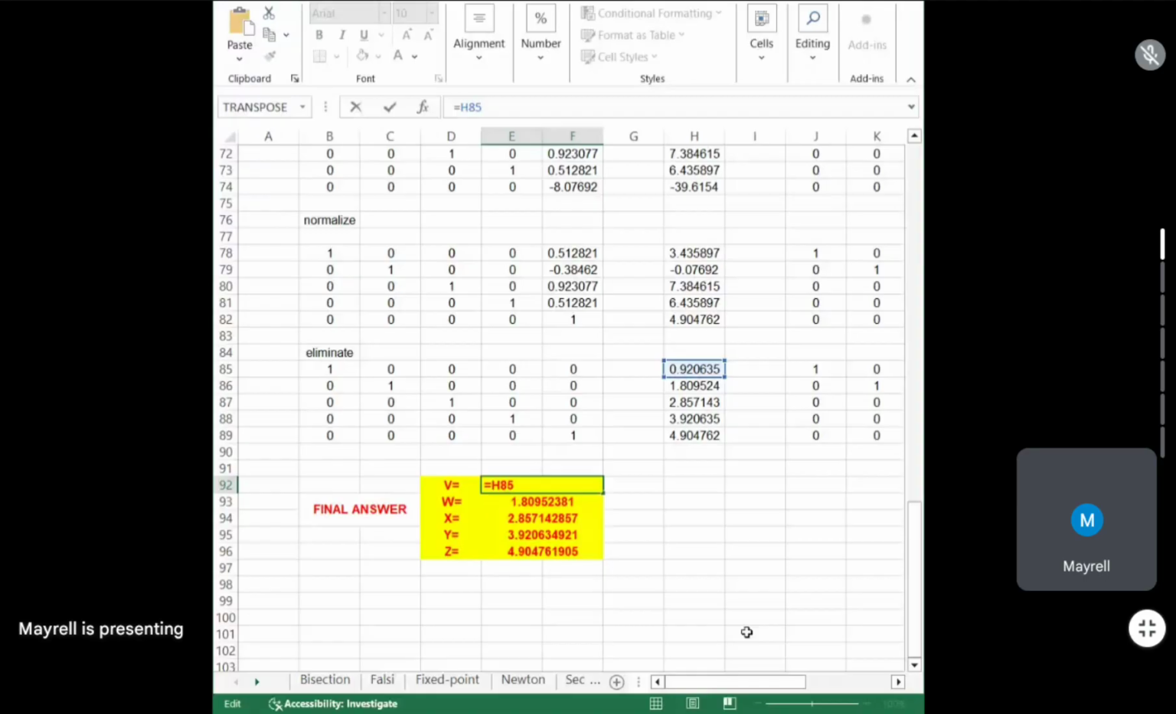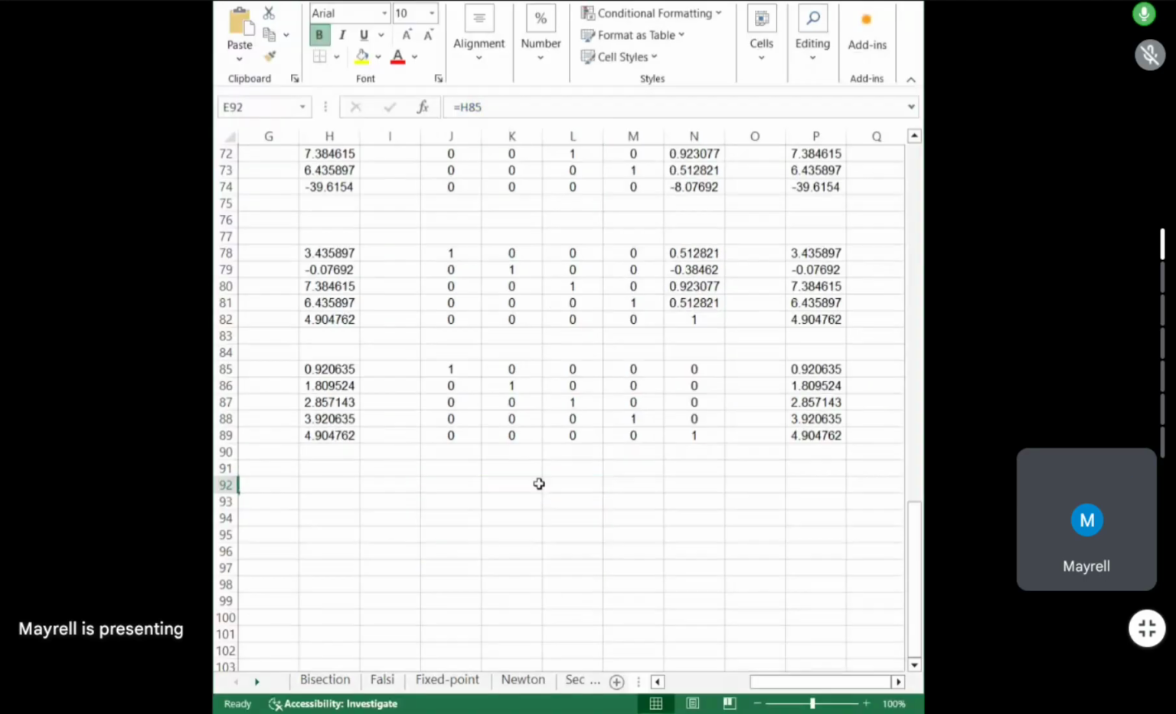Okay, so those are the V, W, X, Y, and Z. So that is equals to what is the result here. Okay, so those are your answer. Okay, so you have that.